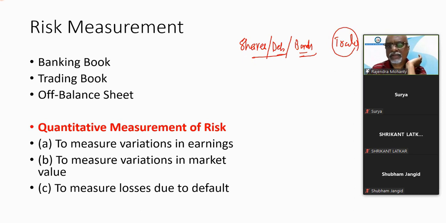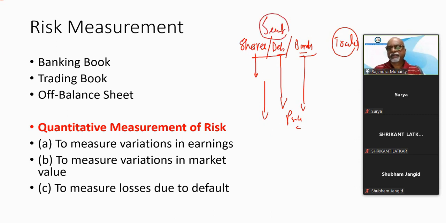If you have shares, then the share value may come down. If you have debentures, the debenture value might come down. Bonds also, the bond price, may come down. In that case, there might be a loss to the bank. That is called measuring the variation in the market value of the security. These are all securities in which the bank has invested, shares, debentures or bonds, normally traded in the market.